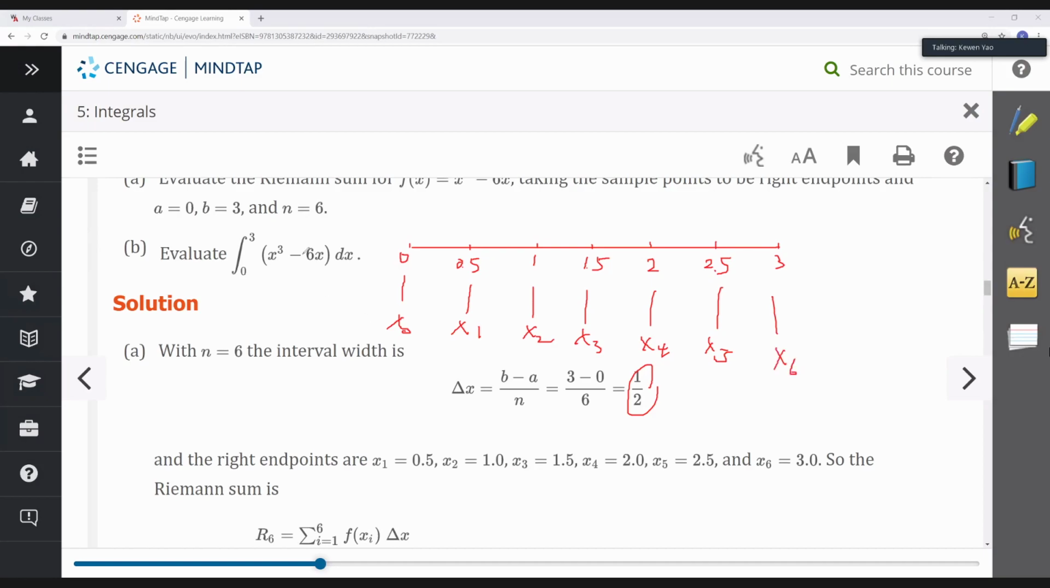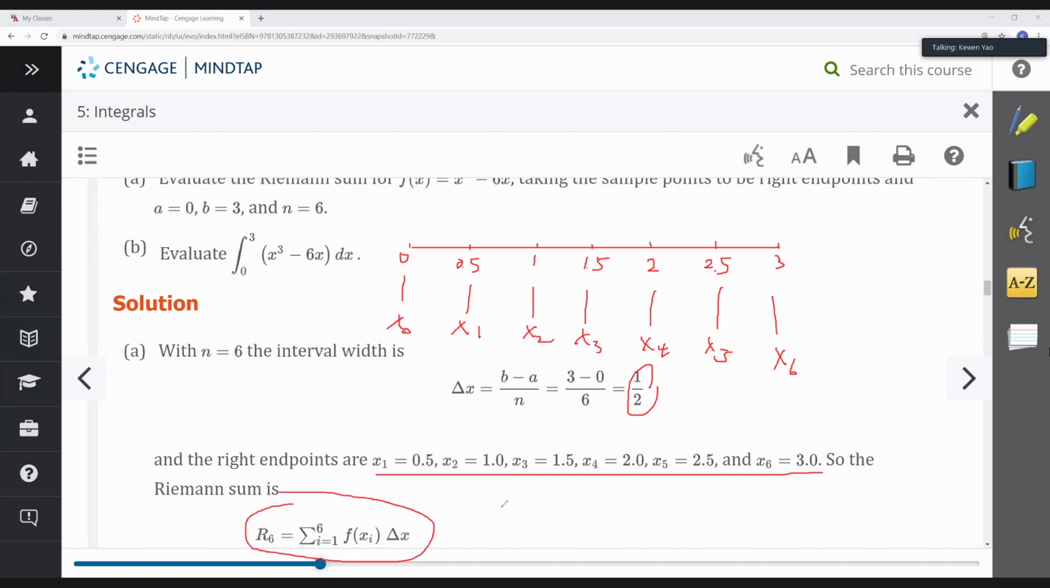Okay, now you can find all these intervals: x0, x1, x2, x3, x4, x5. See here. x1 is 0.5, and so on and so forth. x6 is 3. Now you can find the Riemann sum.